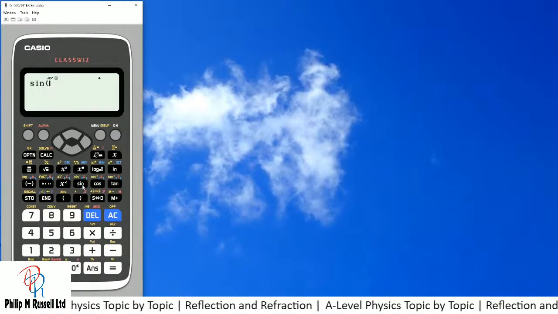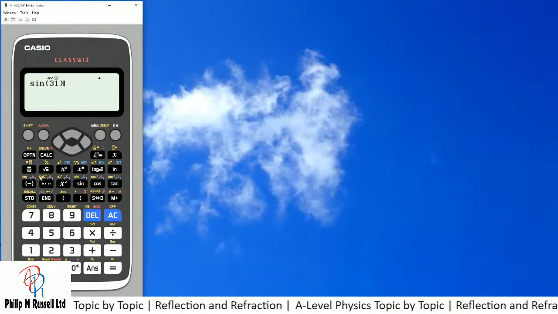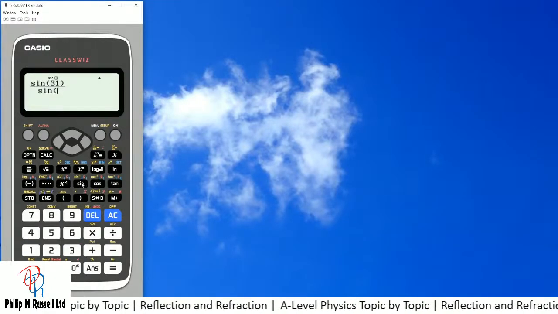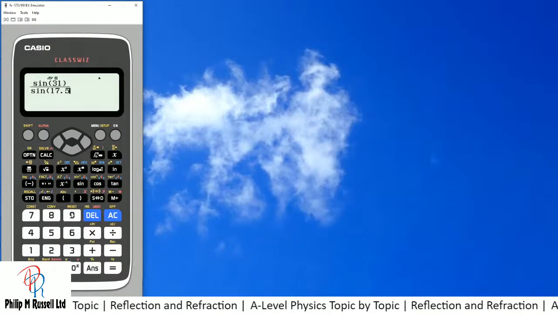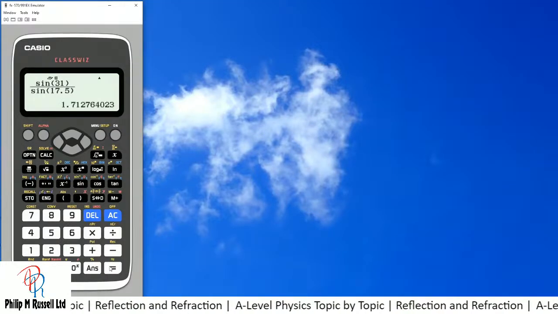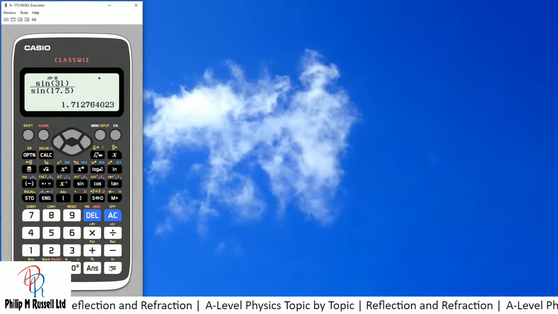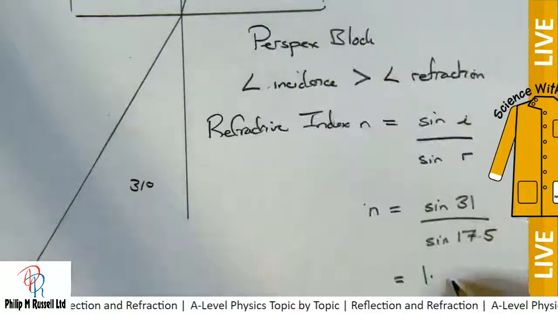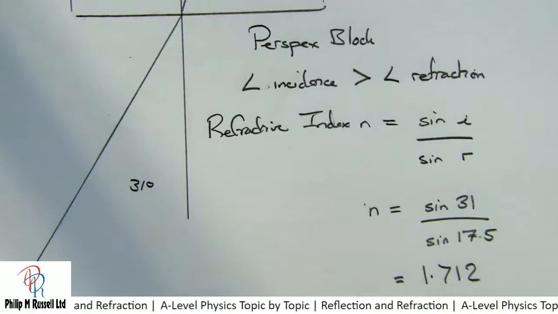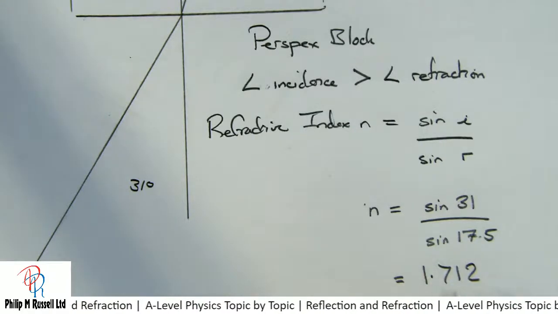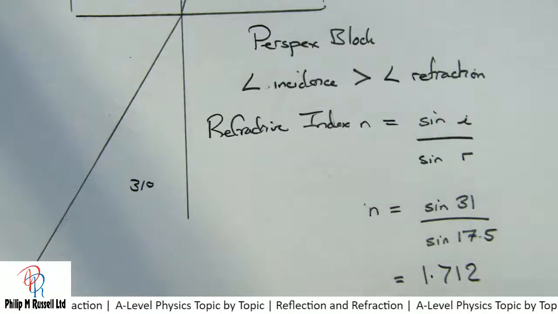So I've got the sine of 31 over the sine of 17.5, and that gives me a number for my Perspex block, which is here, 1.712. Within the realms of my experimental accuracy, I think we could probably call that about 1.7. No better than that.